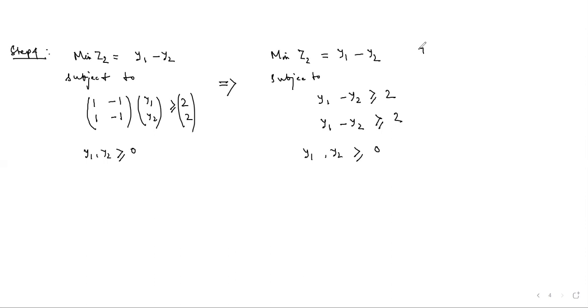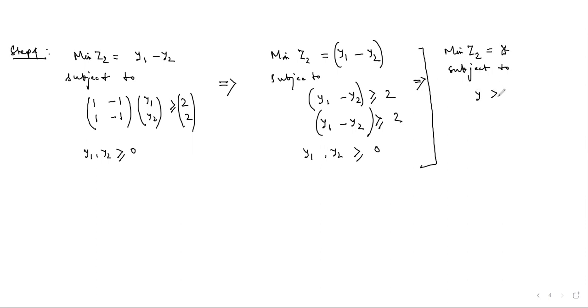Now you see, in such a situation, this term y1 minus y2 has come into the picture several times. So in place of y1 minus y2, we can name another variable which we can simply call y, subject to y greater than or equal to 2. And y greater than or equal to 2 is coming twice. So you don't have to write this thing twice, because only one constraint will be enough. No need to write the same thing twice over here.